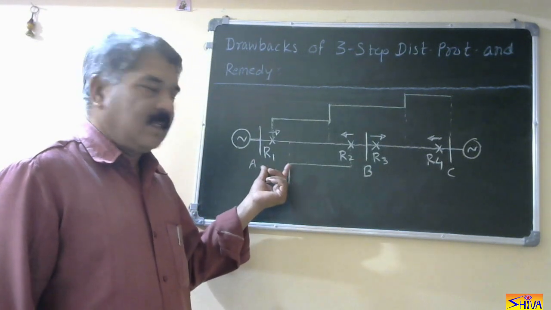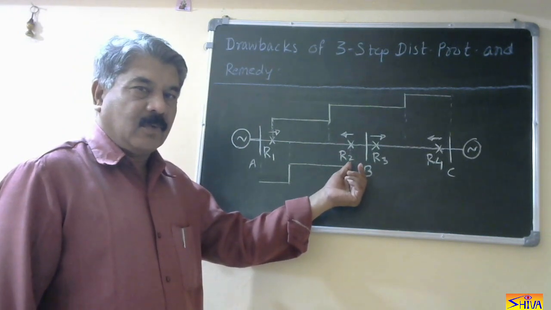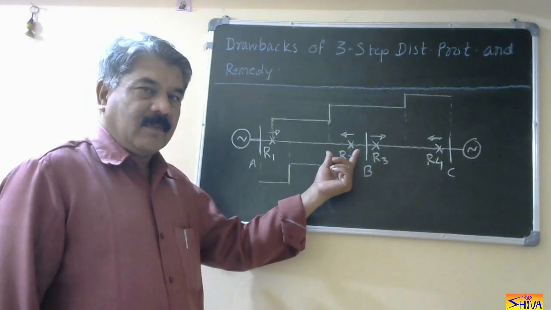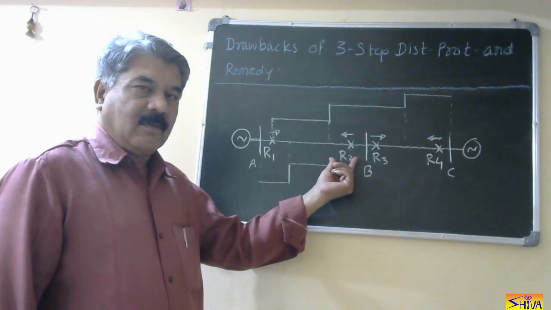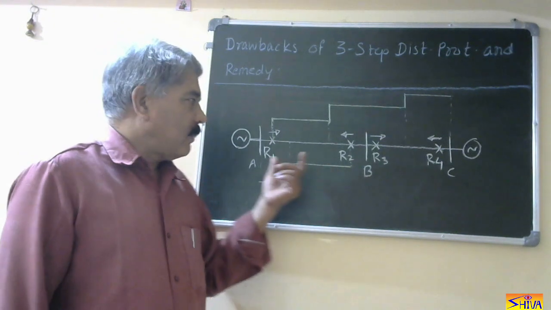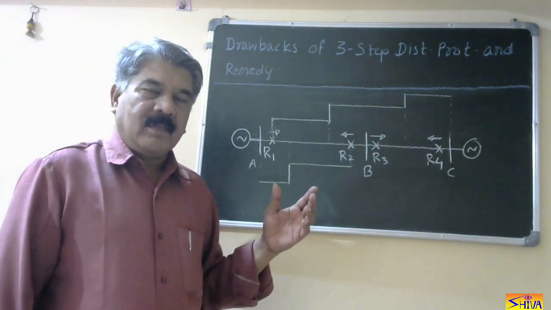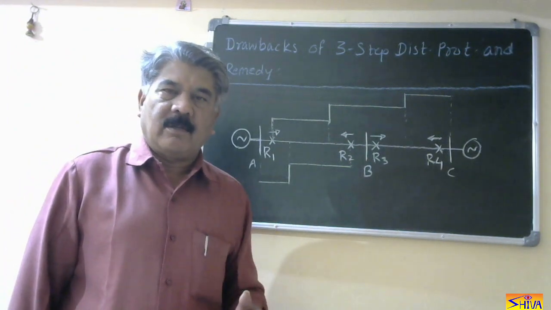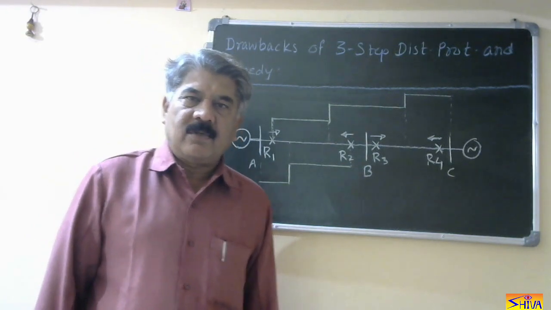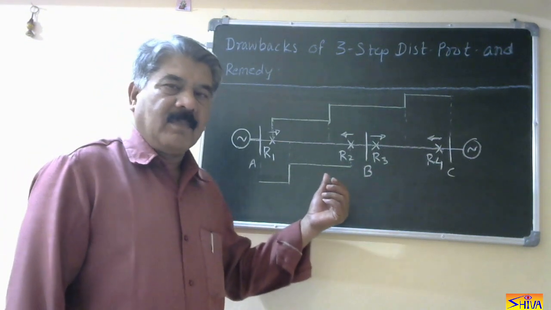Second drawback: if the fault is in the first 20%, then this circuit breaker will open first and this will open after time T2. It will open in T1, this will operate in T2 time. If the fault is in the last 20% section, then the circuit breaker at R2 will operate first and after that the circuit breaker at R1 will operate. So circuit breakers at both the ends are not operating simultaneously if the fault is in the first 20% or last 20%. The circuit breakers at both the ends operate simultaneously only if the fault is in the mid 60% of the line. For improving the transient stability of the system, we need circuit breakers at both the ends to operate simultaneously. So that is the second drawback of the three-step distance protection scheme.